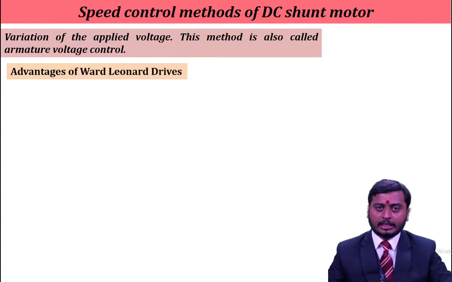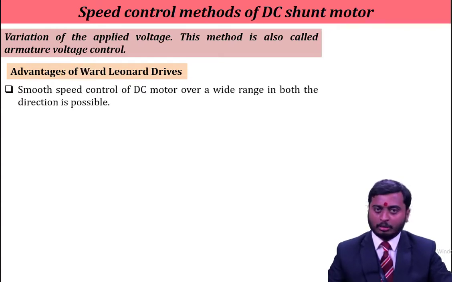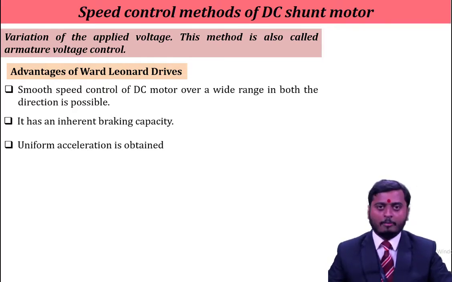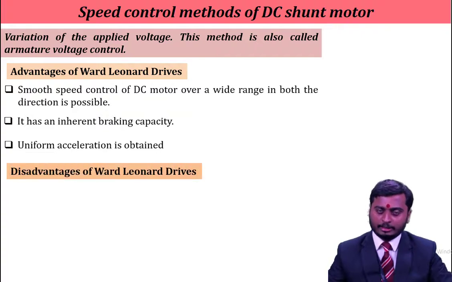Now let's discuss a few advantages of Ward-Leonard drive. Smooth speed control of a DC motor over a wide range in both directions is possible because of this particular method. Then it has inherent braking capacity. Then uniform acceleration will be obtained because of this method.